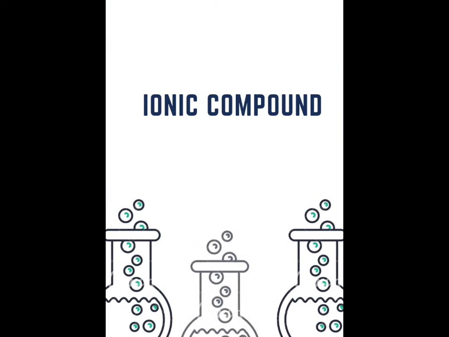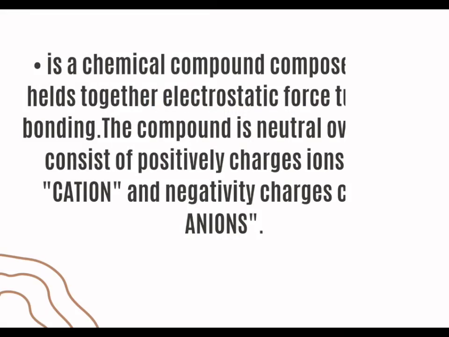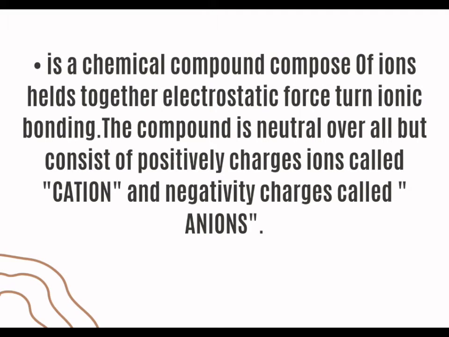First of all, what is an ionic compound? An ionic compound is a chemical compound composed of ions held together by electrostatic force termed ionic bonding. The compound is neutral overall but consists of positively charged ions called cations and negatively charged ions called anions.